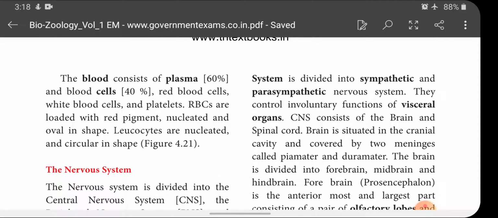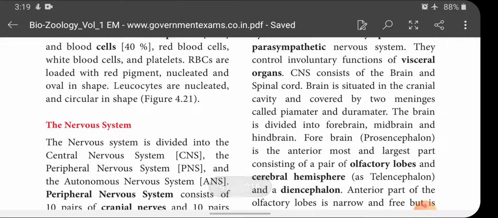Central nervous system consists of the brain and spinal cord. Brain is situated in the cranial cavity and covered by two meninges called piamater and duramater. Actually, in human also the brain is covered with the meninges, but the number of layers covering the brain is three membranes: piamater, duramater, and arachnoid membrane in human. But in case of frog, it is two in number. Only piamater and duramater are present.